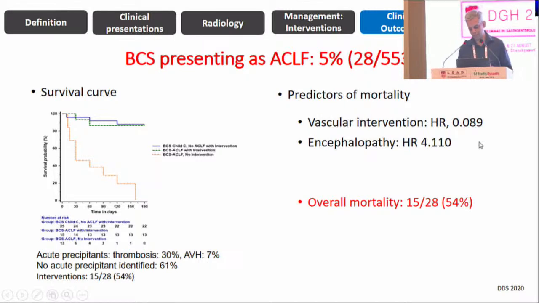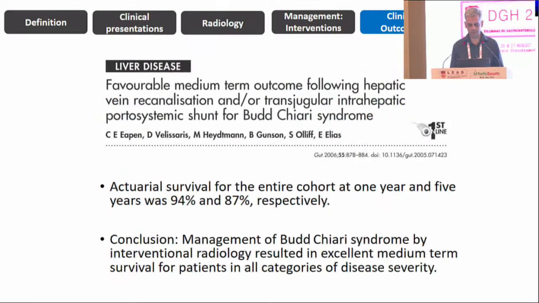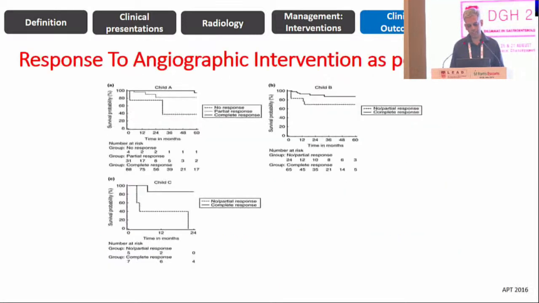Presence of encephalopathy is associated with poor outcome. Data from the UK group with Professor Eapen also showed that these patients have good outcomes with interventions. Outcomes are better across Child states. So even Child C should undergo an intervention, in contrast to a garden variety of patients where you always consider transplants.